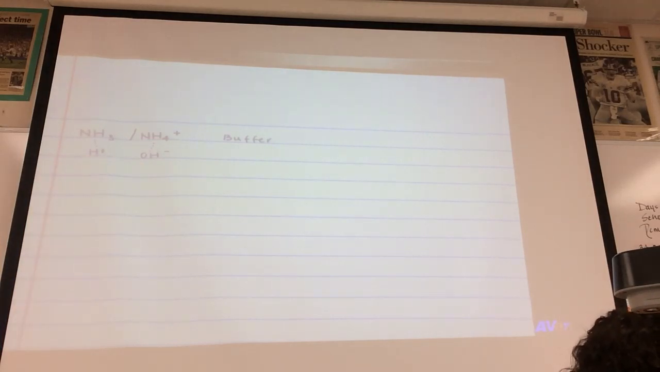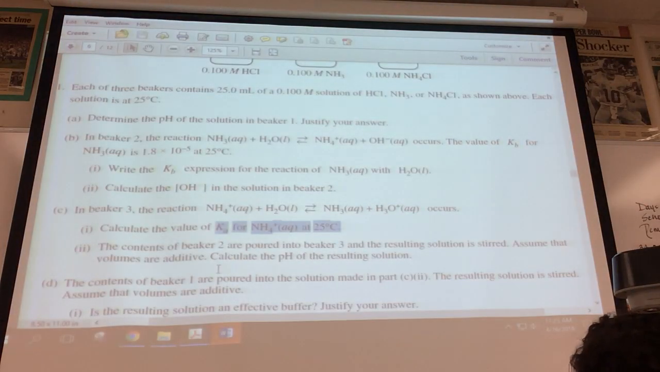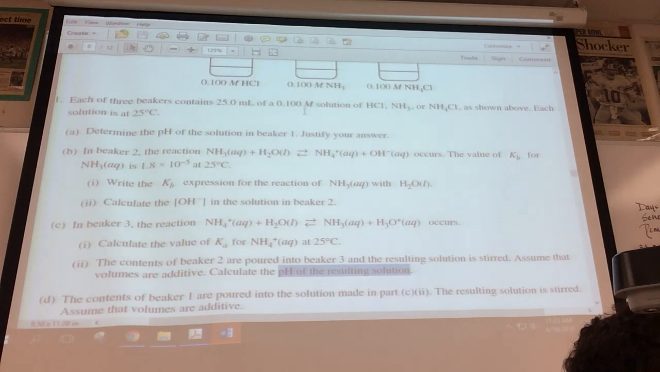It says the contents of beaker 2 are poured into beaker 3 and you mix it up. Assume the volumes are additive. You started with 25 mils of each, so your total volume is 50. Calculate the pH. Initial concentrations were all 0.1 molar. What do we do? Give it a shot.